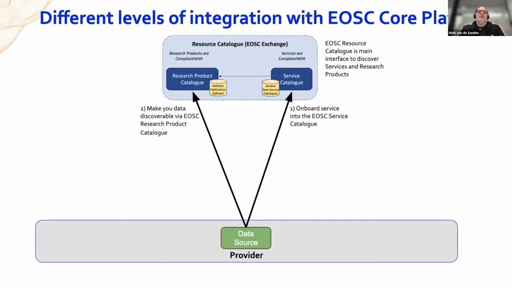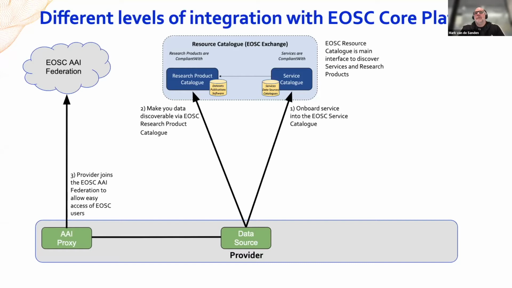But if your service is a data source, so that you maintain data or metadata of data within your infrastructure, then you can also have your data source harvested by the resource product catalog. So then not only the service, but also the information on the content of the data in your service is made discoverable through EOSC.